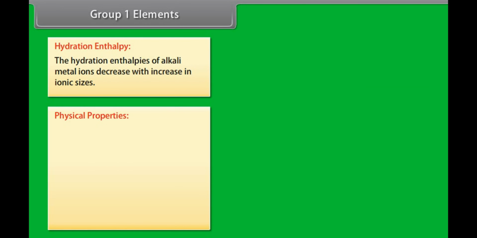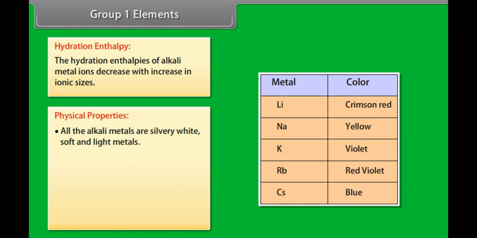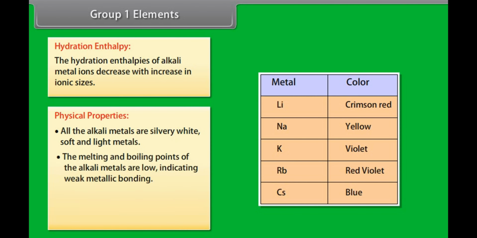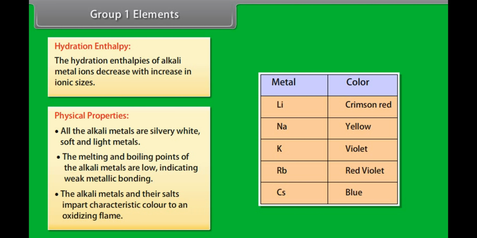Physical properties. All the alkali metals are silvery white, soft and light metals. The melting and boiling points of the alkali metals are low, indicating weak metallic bonding. The alkali metals and their salts impart characteristic color to an oxidizing flame. Chemical properties of alkali metals.